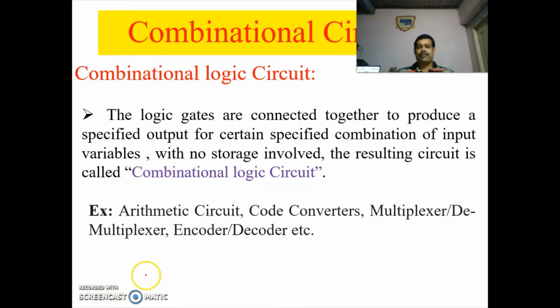Examples of combinational circuits are arithmetic circuits, code converters, multiplexers, demultiplexers, encoder, decoder, parity generator, parity checker, full adder, full subtractor, half subtractor. So all the circuits without storage elements and only logic gates come under combinational circuits.